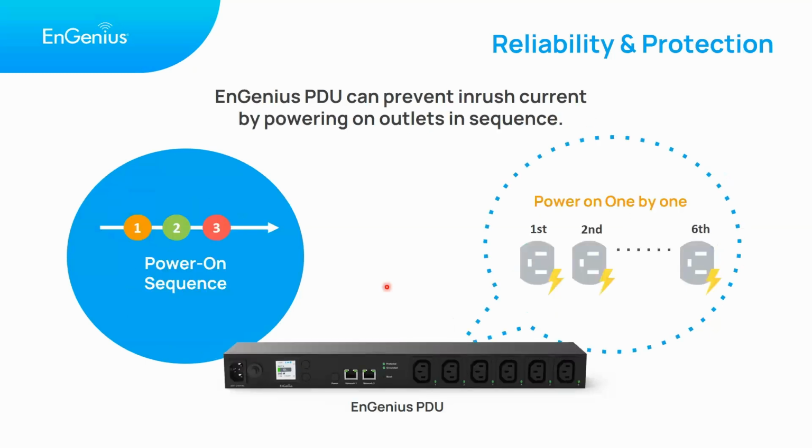EnGenius PDUs also have a power on sequence, meaning if you power on a device, let's say you have all 6 slots for this model, all 6 outlets used up or plugged in, and then you power on the unit, it's not going to power on all the devices at the same time. That may cause less power to some of the units or overdraw for some of them. So what the unit will do is it's going to have a power sequence, meaning it's going to power up maybe port 1 first, slot 2, and then slot 3, and so on and so forth in sequence. This can all be customized on the interface as well.